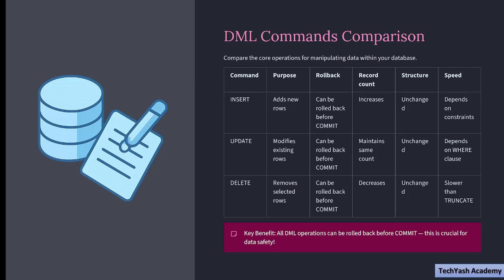We have update, which modifies existing rows, can be rolled back before the commit, and the row count may change. The structure is always unchanged, and it depends on the where clause. The delete command removes the selected rows, can be rolled back before the commit, and decreases the row count. The structure is unchanged, and it is slower than truncate. So you have the key benefits. All DML operations can be rolled back before the commit. This is crucial for data safety.